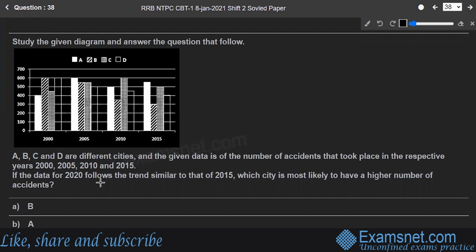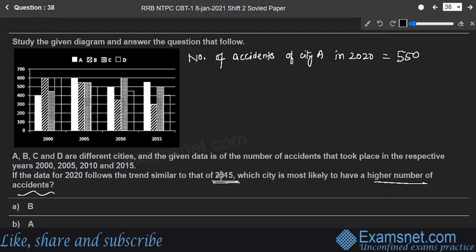It is asking you if the data for 2020 follows a trend similar to that of 2015, which city is most likely to have a higher number of accidents? Is it B, A, C, or D? Okay. So first thing, number of accidents of city A in 2020 is equal to 550 because it is similar to 2015, right?